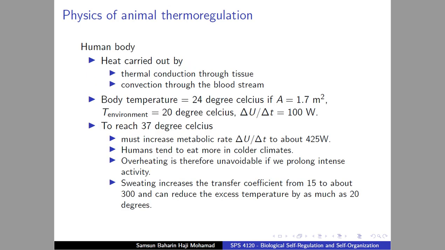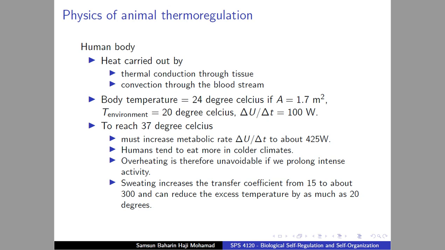Okay, the last one, the human body heat carried out by thermal conduction. So how do we lose the heat or the temperature? Heat is carried out by thermal conduction through tissue or the skin, and convection through the bloodstream. So the heat or the temperature will heat up the blood system and it will move around in our circulatory system. Body temperature 24 degrees Celsius, if the surface area is 1.7 meters squared, and the environment equal to 20 degrees Celsius.